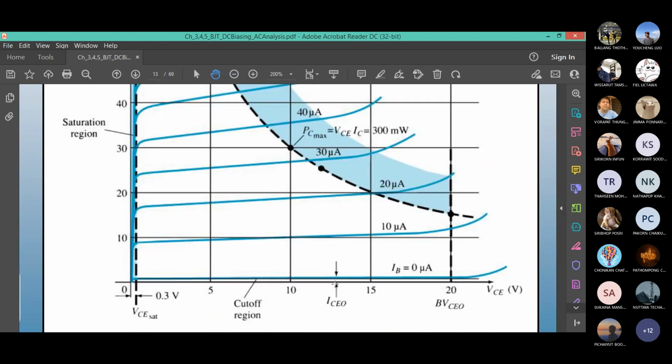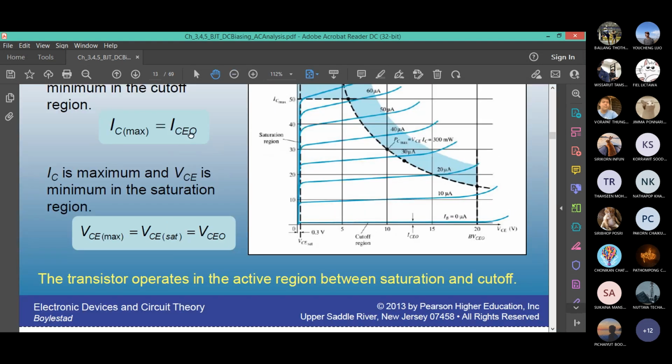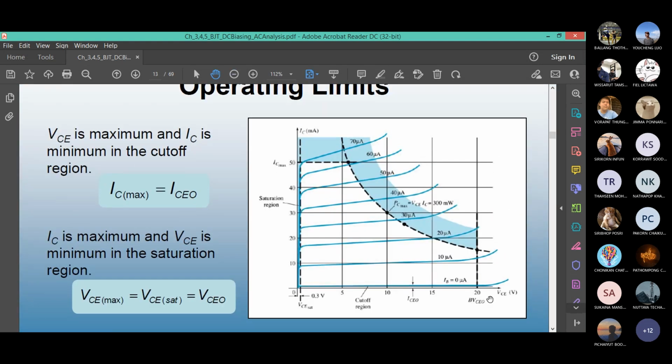This small amount of current is the maximum current you can see in the cutoff region. So not a lot of current, or almost no current. That's what the slide is telling you. VCE is maximum. You'll have a maximum C to E voltage, but minimum IC.